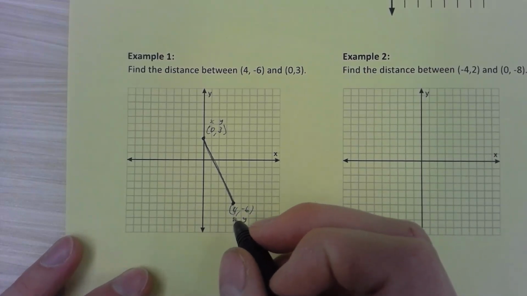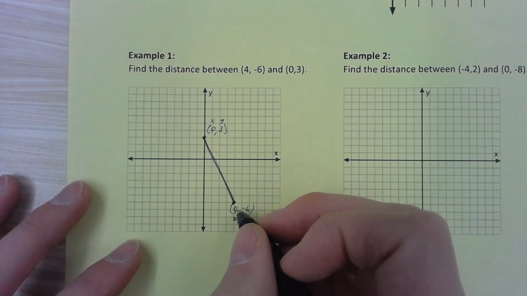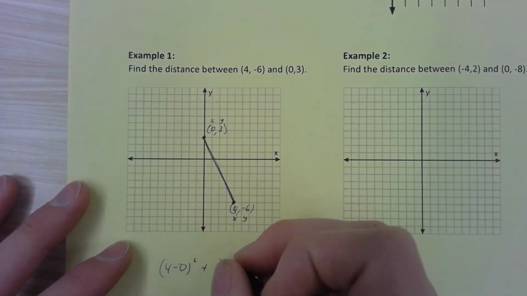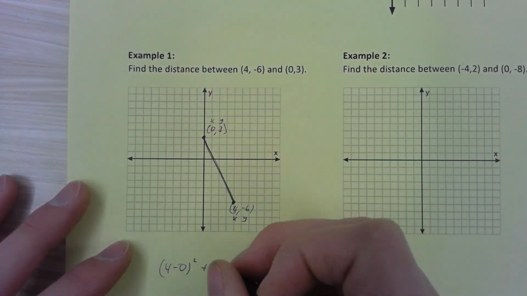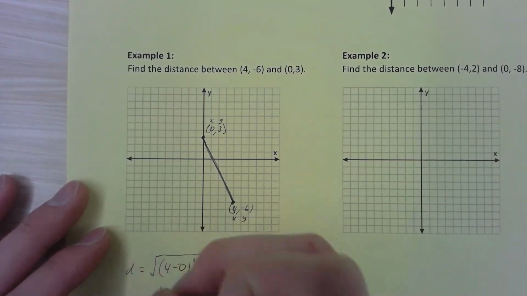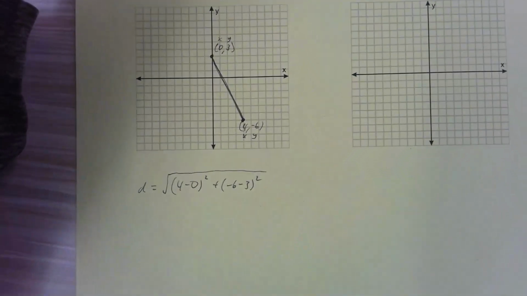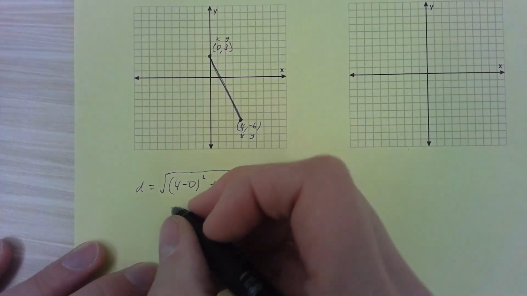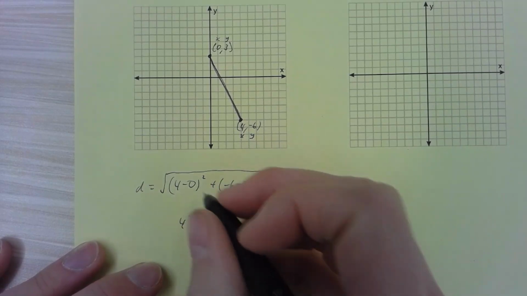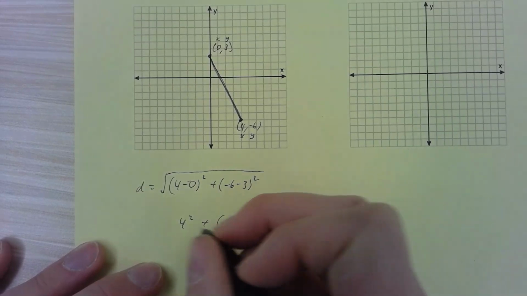When you square a negative number, I'll give you an example here. If this is my point 2, 4 minus 0 is what we'll put in the parentheses there, plus -6 minus 3, squared, all under that square root sign. And then we can simplify. So 4 minus 0 is 4 squared, plus -6 minus 3, which is -9, squared.